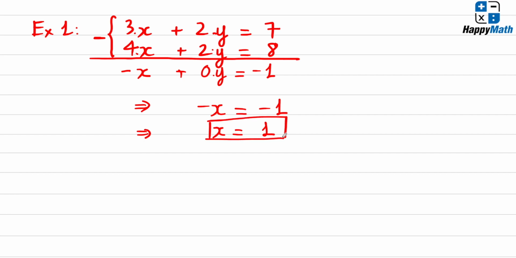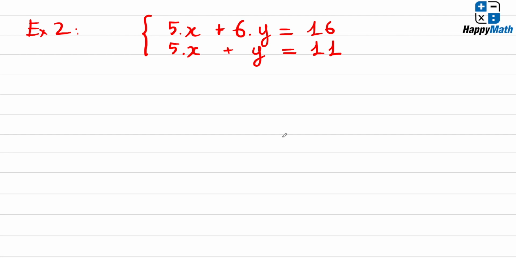Okay, so how about the second example? You got 5x plus 6y equal to 16. And the second is 5x plus y equal to 11. So you can see here the coefficient of x is the same in these two equations. So I will eliminate it. Minus in this position and I draw a line like this.